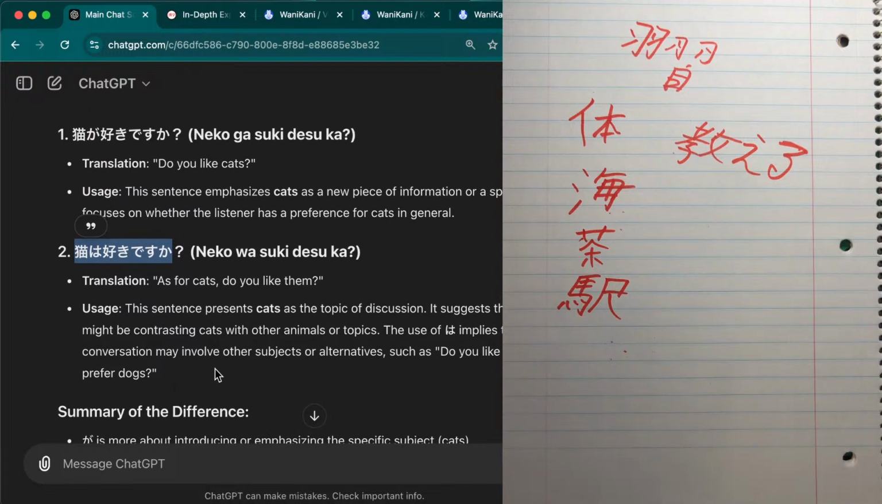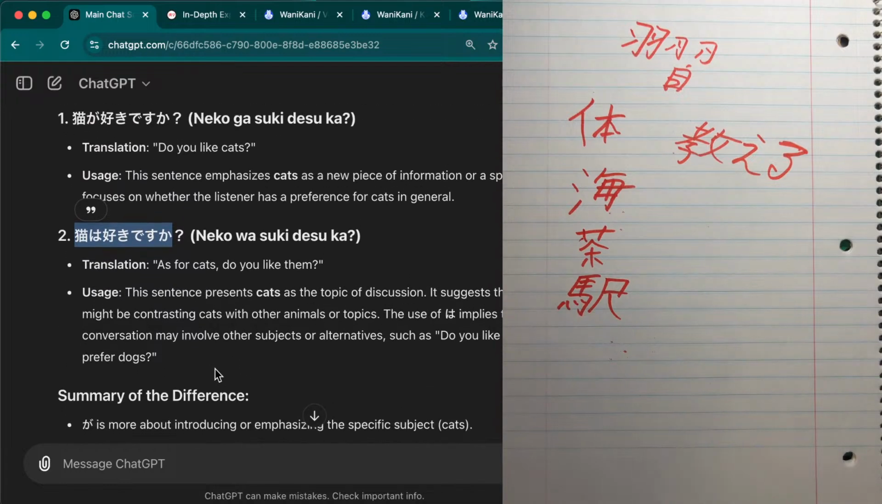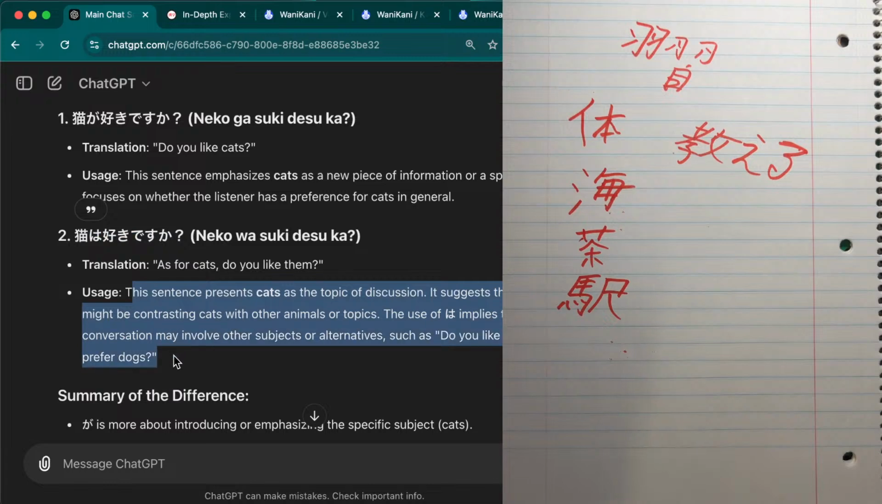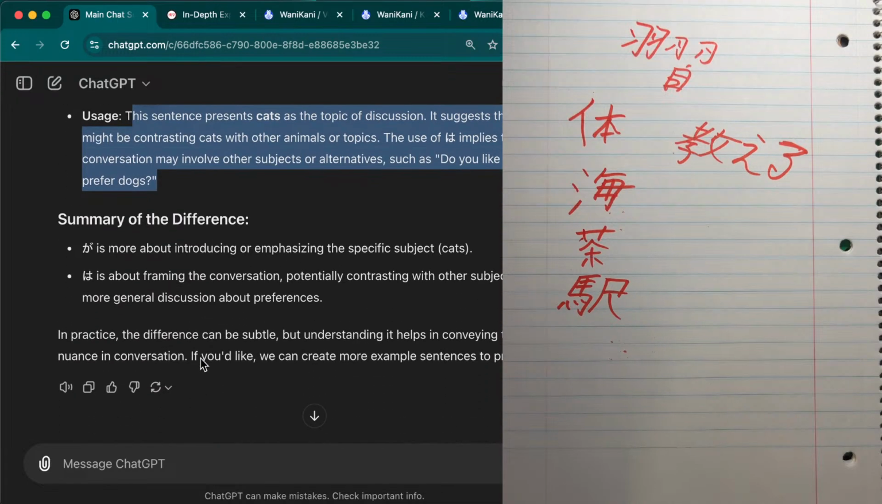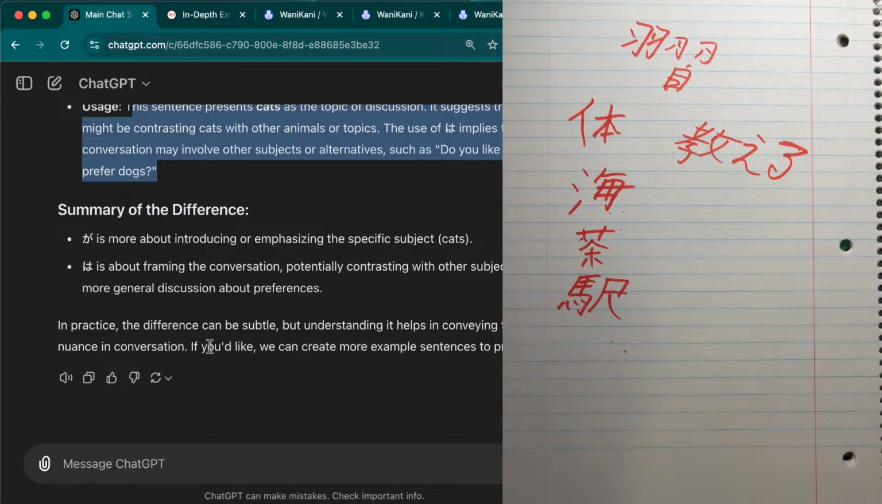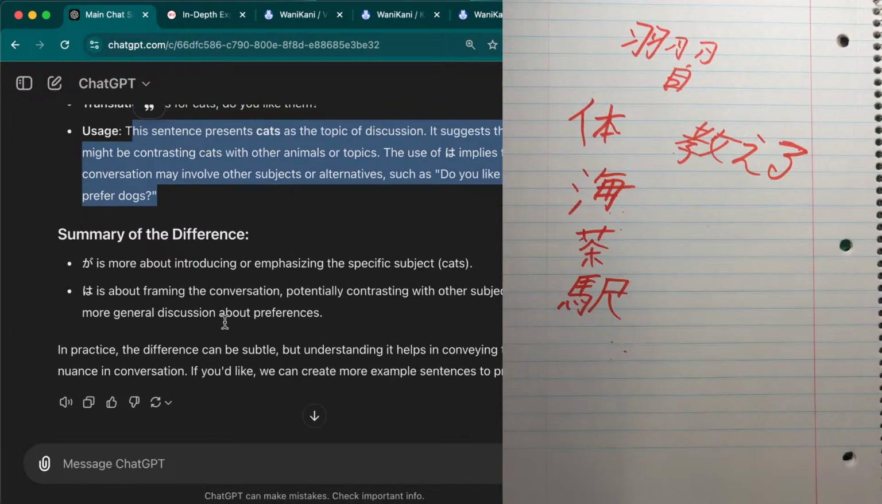I can see why this is something that you have to work on over time. So it seems ga has this theme of introducing something new as well as emphasizing that thing specifically. And then wa is more of a general thing where you could be talking about other things as well. Interesting.